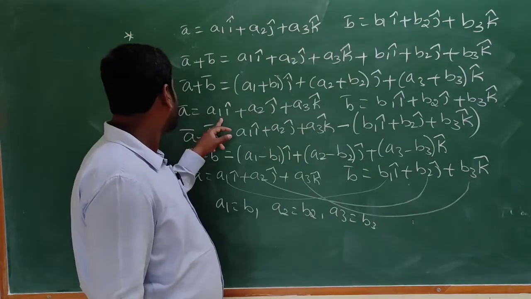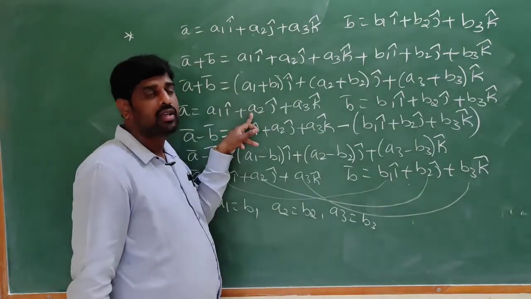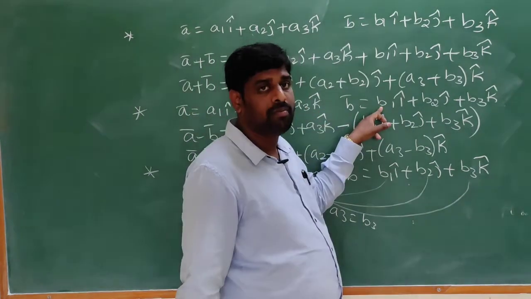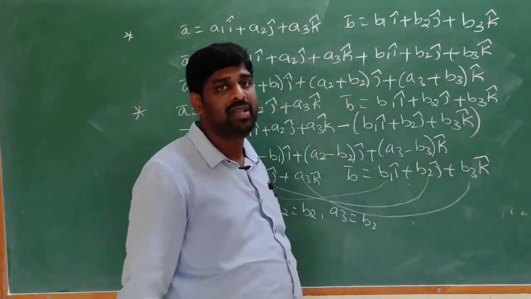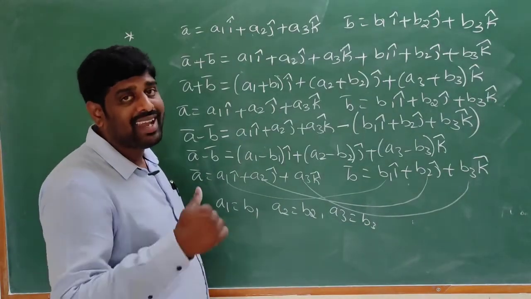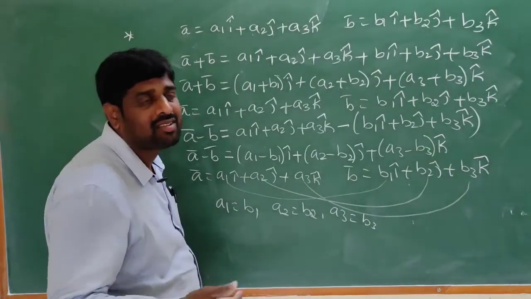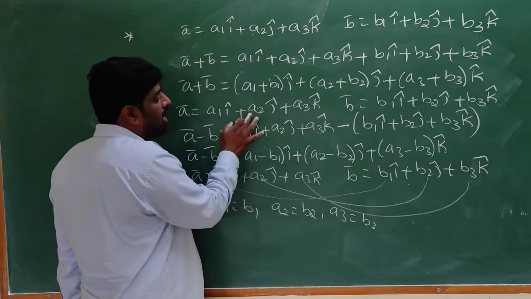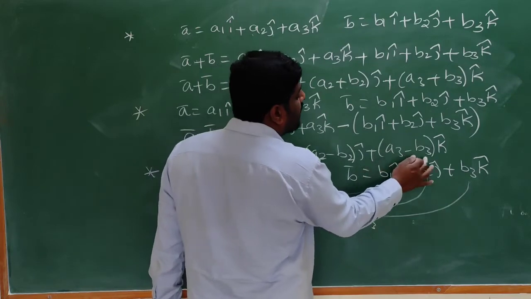What are the components of vectors? What is the i component? A1. What is the j component? A2. What is the k component? A3. What is the i component of B? B1. The j component? B2. The k component? B3. That means when we take the difference of two vectors, we subtract the components: A1 minus B1 of i cap, A2 minus B2 of j cap, plus A3 minus B3 of k cap.